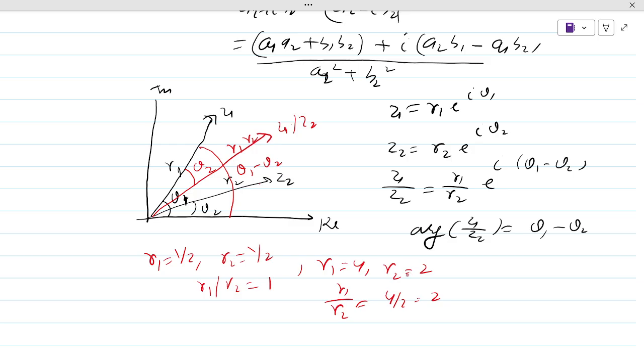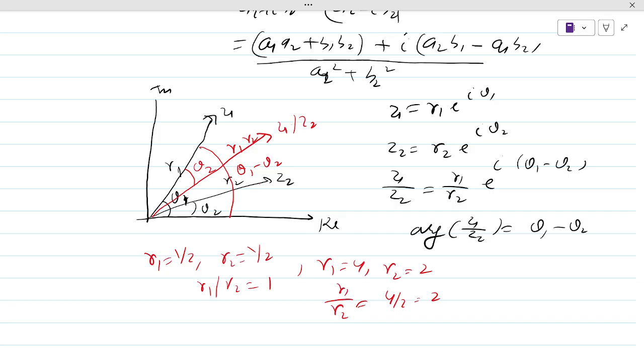So it is not necessary that the modulus of z1 upon z2 is greater than the corresponding z1 and z2, or lower or equal. It doesn't matter, because it depends on the values of r1 and r2, whether they are greater than 1 or less than 1. But the interesting thing is the argument is important, direction is important.